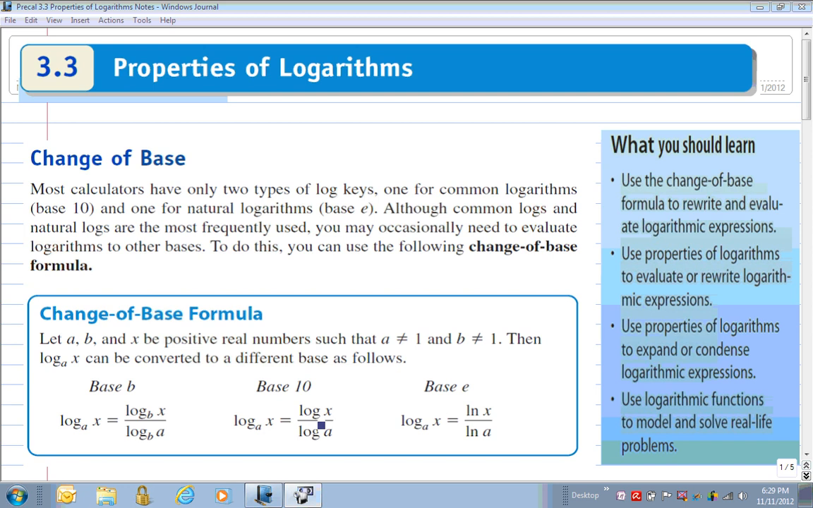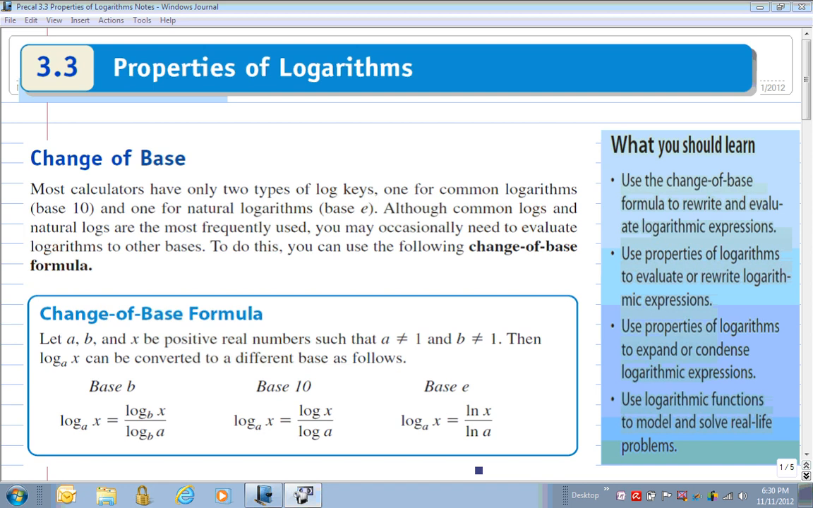Base 10, same thing: log x over log a, both having base 10 as their base. And then of course base e. So you can switch from a regular logarithm or common logarithm to a natural logarithm by using ln, which is base e. So ln x over ln a actually could be written as log base e of x over log base e of a, although we wouldn't really use e, we would use the ln key in our calculator.